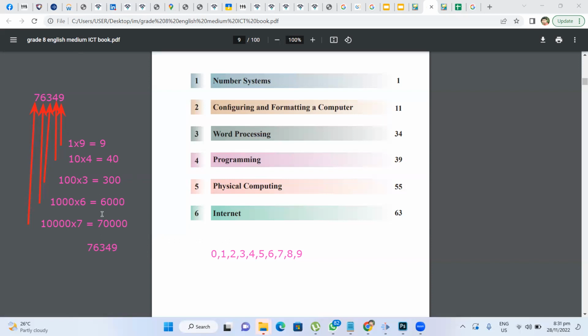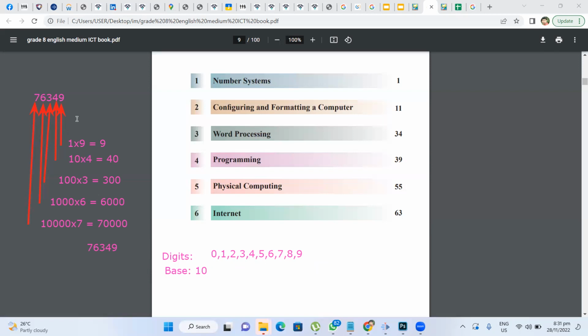And we are going to learn about a new number system in this number system chapter. That is about the binary numbers. Now you can see the digits. These are the digits available in the decimal number system. And the base of the decimal number system is 10. How? Because there are 10 digits. 10 digits, that is the base.